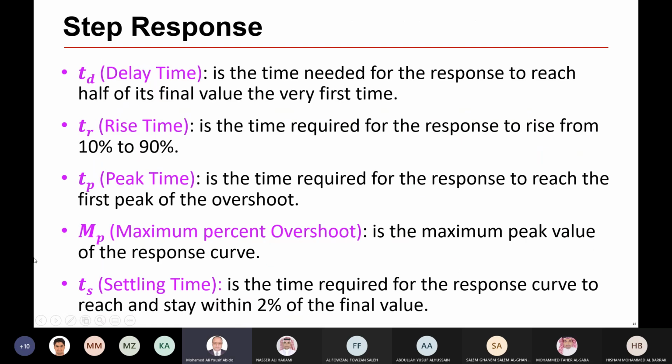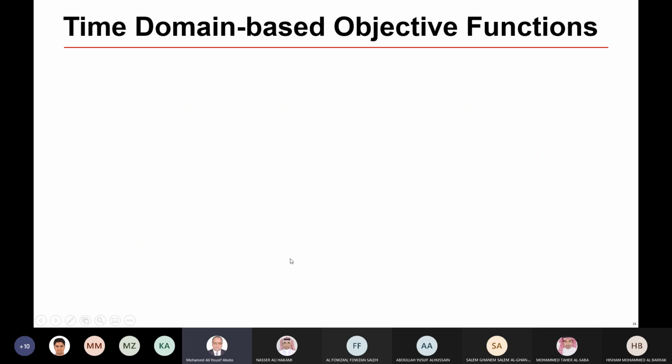So this is the definition, and I think we already covered this. Let us go similarly to what we have discussed earlier in the control problem. Time domain eigenvalue. Now we discussed there eigenvalue based objective functions. We can also define some of the time domain based objective functions here.